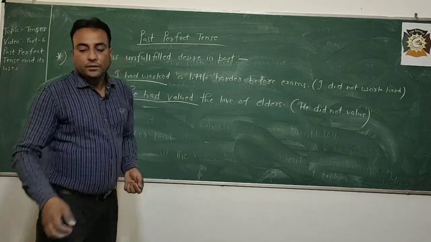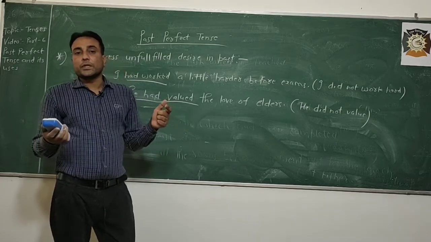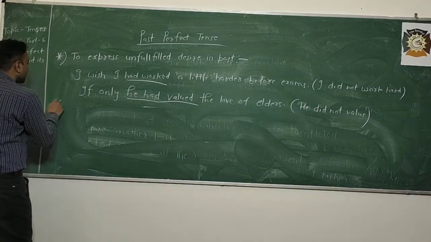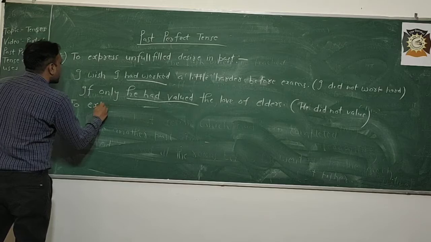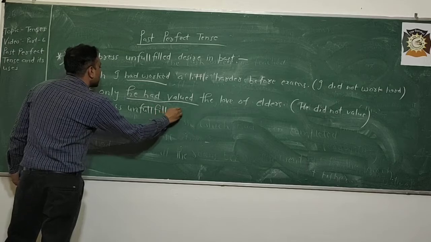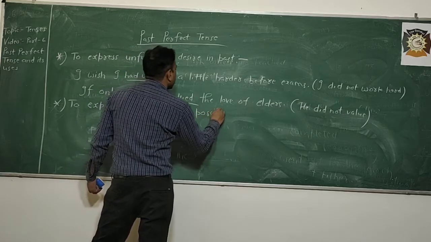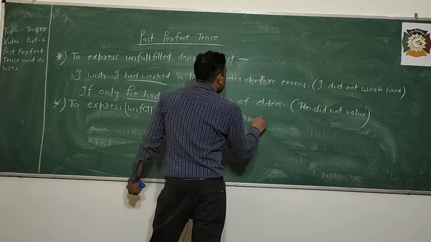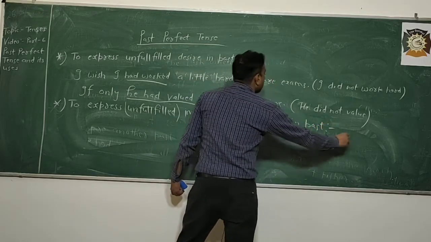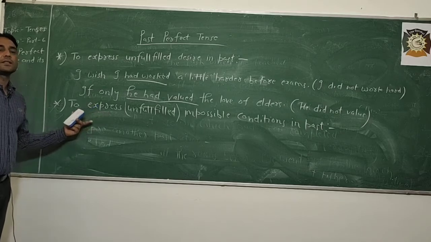out of your reach. So come to the next use, to express impossible, that is not possible, unfulfilled condition in the past. To express unfulfilled, or we can say impossible conditions in past. Impossible conditions in past. To express unfulfilled or impossible conditions in the past.